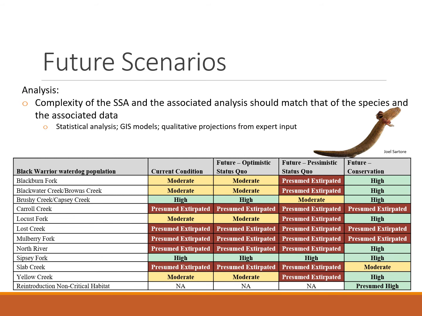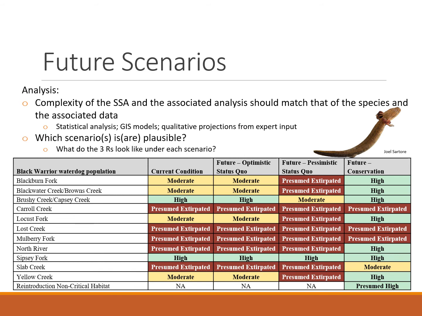However, if you don't have any information about that species or how influences are going to affect it into the future, then you're going to rely more on expert input to come up with qualitative projections of future scenarios. And an example of that is the black warrior water dog, which you can see in the table below. There's not really quantitative measures of its resiliency, but more qualitative in terms of moderate, high, presumed extirpated.